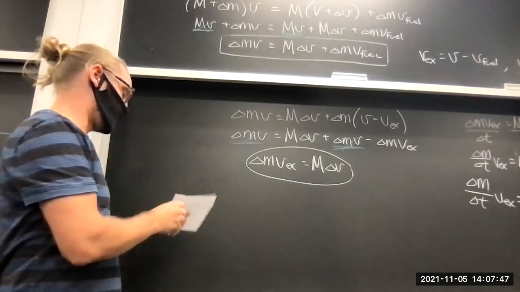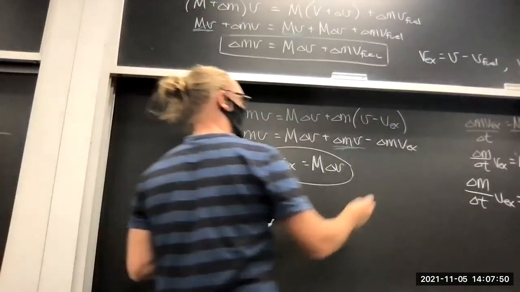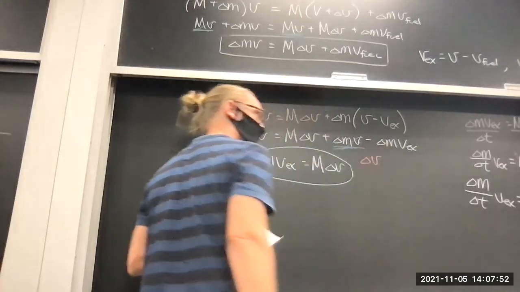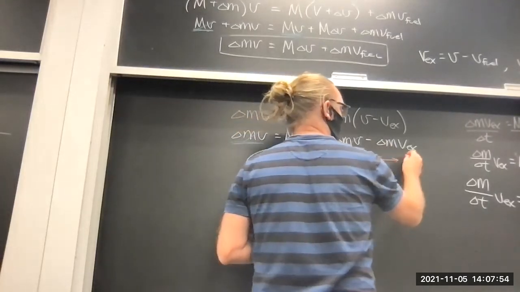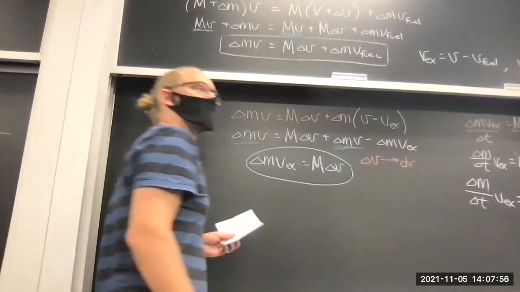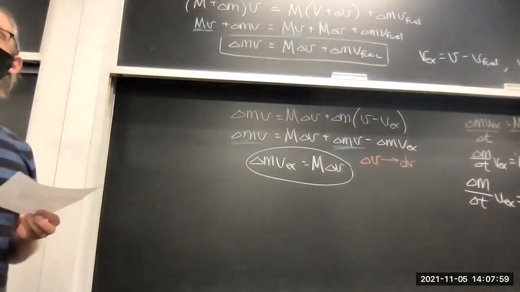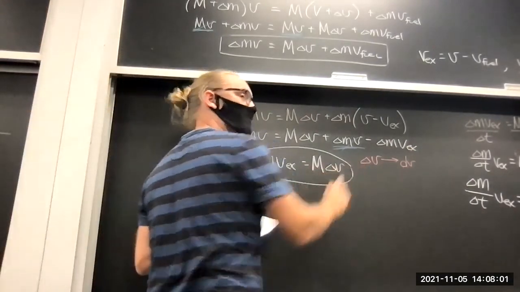We're now going to invoke a couple things. Here's what we're going to do. We're going to limit this delta v. We're going to make it really small, so small it's going to be infinitesimal, so we're going to call it dv. And that is an increase in our speed.